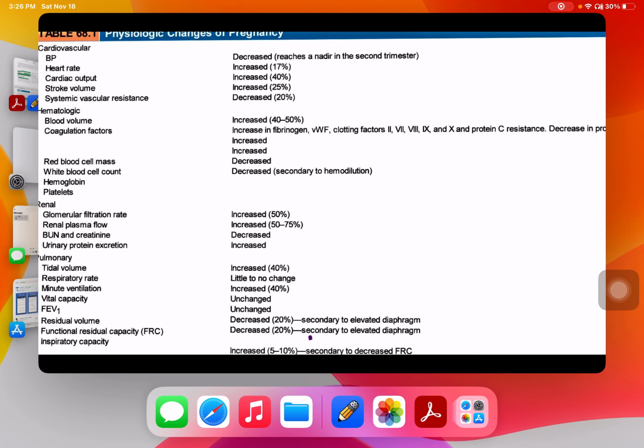tidal volume in the pulmonary system increases by 40%, respiratory rate has little or no change, minute ventilation increases by 40%, vital capacity is unchanged, FEV1 unchanged, residual volume decreases to 80% due to elevation of the diaphragm, functional residual capacity decreased by 20%, and inspiratory capacity increased by 5 to 10% due to decreased functional residual capacity. So this is in a nutshell about the physiological changes of pregnancy.